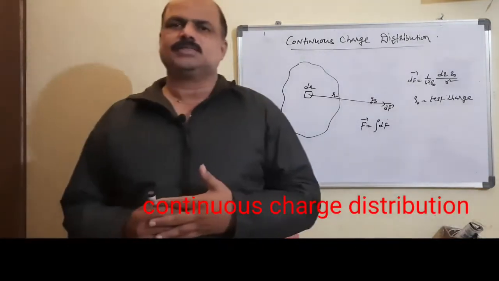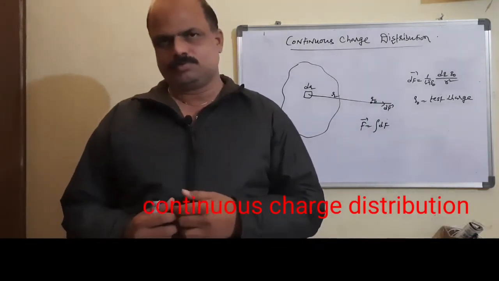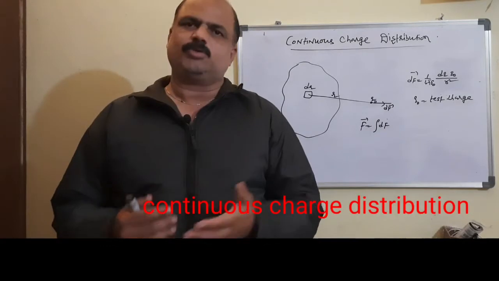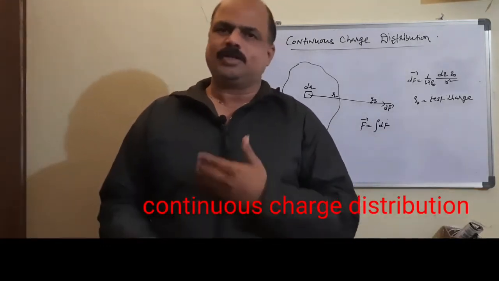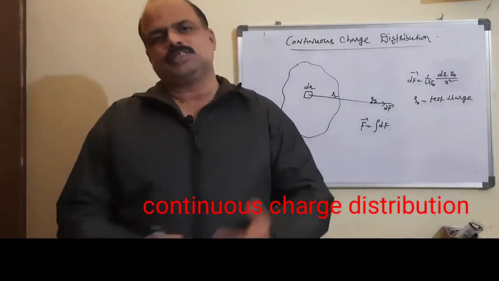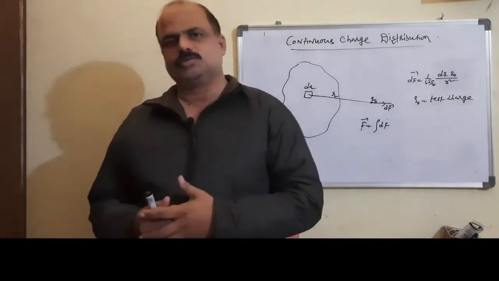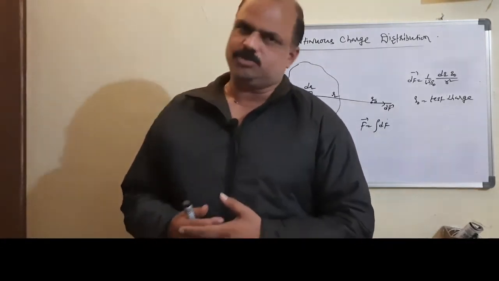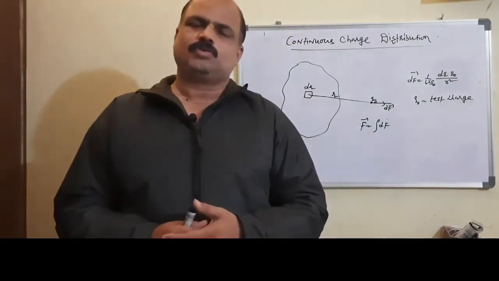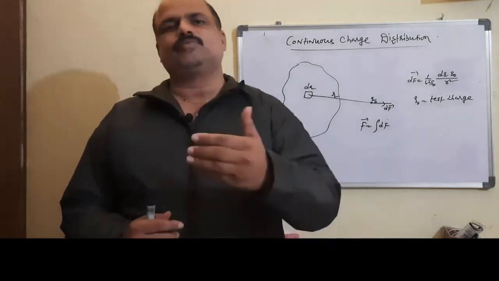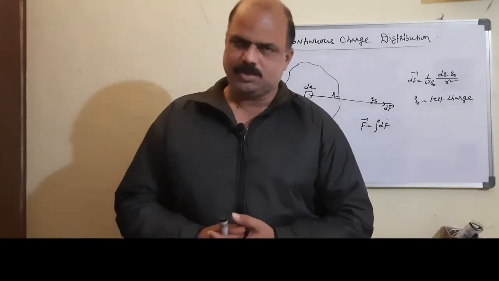But in some cases charge is distributed over a surface of a body or over its volume, or charge is distributed on a line. This type of distribution is called continuous charge distribution. In such cases, to find the resultant force, we use the integration method.